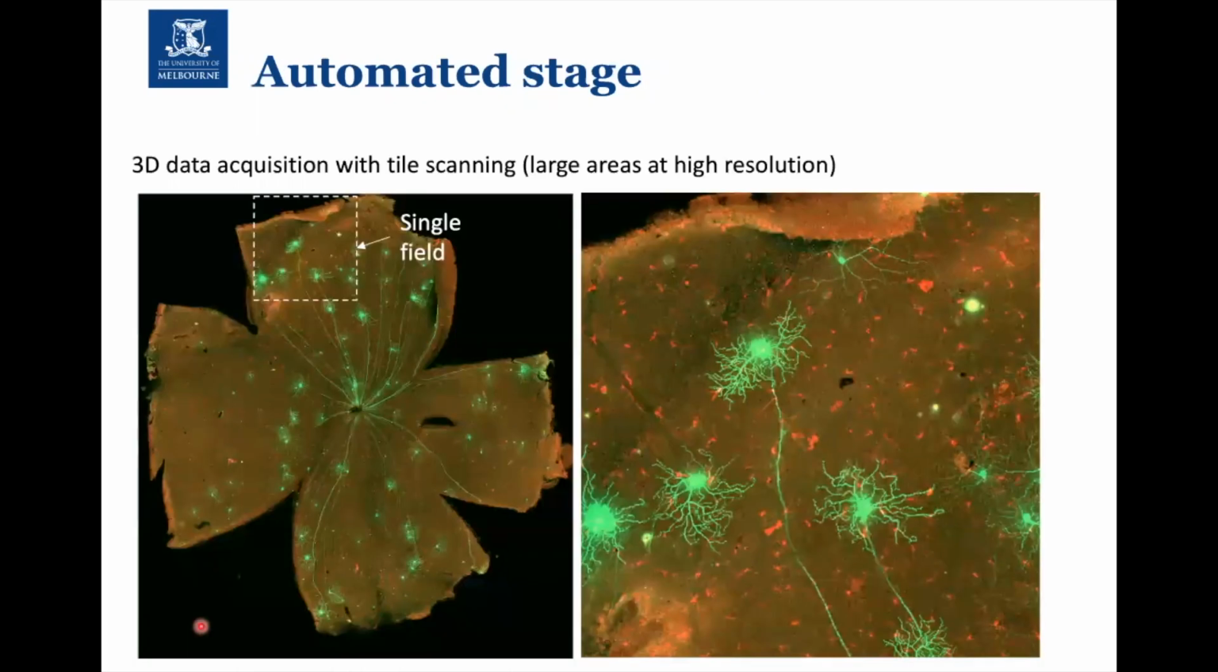So this is an example of the automated stage function. Here, what we can do is take a single field of view on, say, a reasonably high magnification lens, but if our sample is much, much larger, we can actually use the confocal and the stage functions to scan across that sample, image it at fairly high resolution, but again, take in the entire sample. And this is a retinal whole mount from one of the groups here at the university.